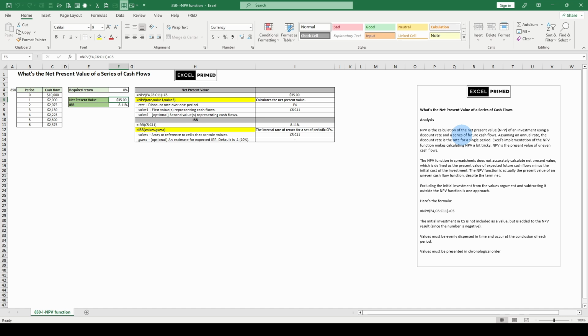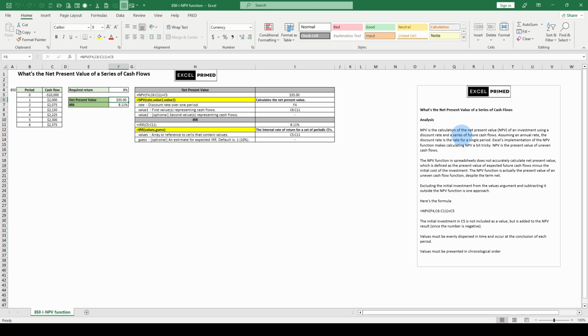Excel's implementation of the net present value function makes calculating NPV a bit tricky. NPV is the net present value of uneven cash flows. The net present value function in spreadsheets does not accurately calculate net present value, which is defined as the present value of expected future cash flows minus the initial cost of the investment. The net present value function is actually the present value of an uneven cash flow function, despite the term net.